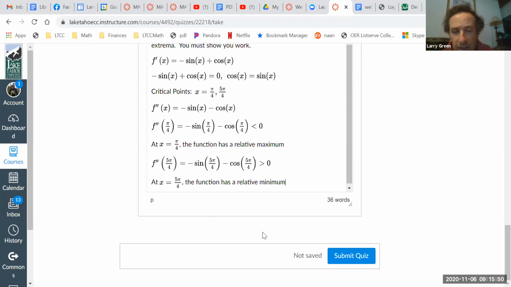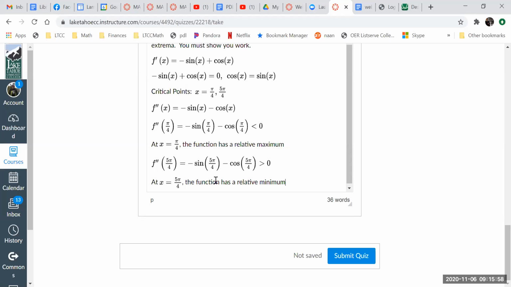Any other questions? Very good question. Very important. Yeah, Larry, I'm still confused on f double prime of 5 pi over 4. Is it because if you actually do sine 5 pi over 4, you get negative square root 2 over 2, but then there's two negatives, so that makes it a positive? Is that why we got a positive answer?